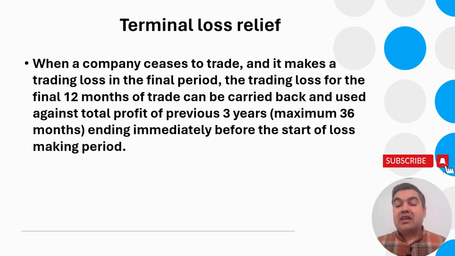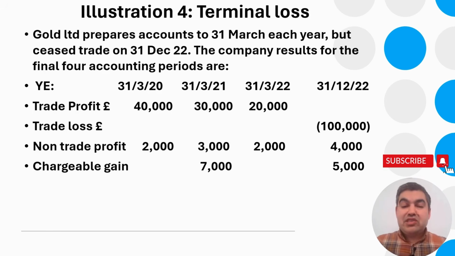In practice, it's very hard. When there is a cessation, the tax software only allows you to carry the losses back to the previous 12 months. So if you're making a terminal loss claim, you have to inform HMRC. You need to write to HMRC that you're making a terminal loss claim, and then the final 12 months accounting period loss can be used against the previous 36 months. You need to remember this in the exam and in practice as well. This illustration will help you understand how the terminal loss relief works.